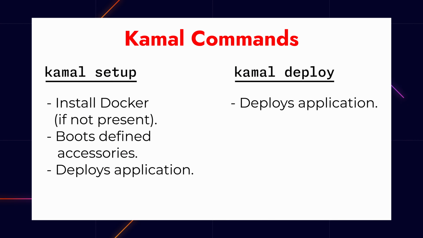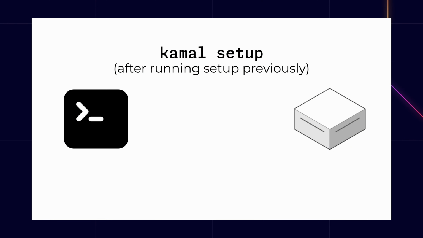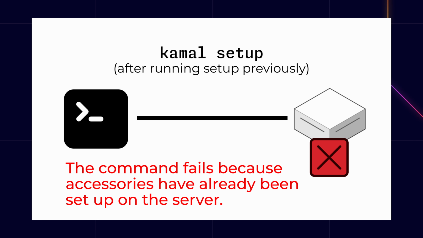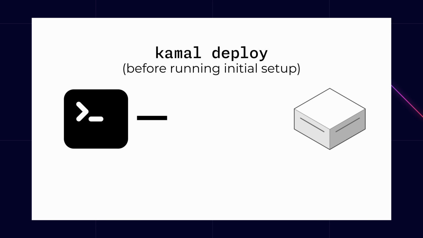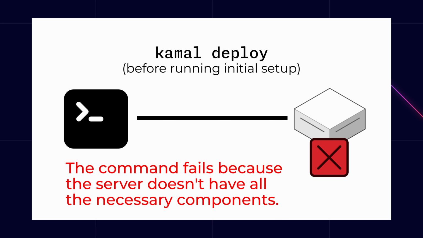The Kamal setup command installs Docker on the host servers if it's not present, boots up all defined accessories in the configuration, then performs the initial deployment. The Kamal deploy command bypasses the Docker check and booting of accessories, only doing the deployment step. The problem that we face with these commands is that they're dependent on one another. If we run Kamal setup on a server that already had the command complete successfully, Kamal will attempt to boot the accessories again and fail because they're already available on the remote servers. Similarly, if we run Kamal deploy on a server that has never completed the setup step, Kamal will also fail since the server won't have some of the components it needs.